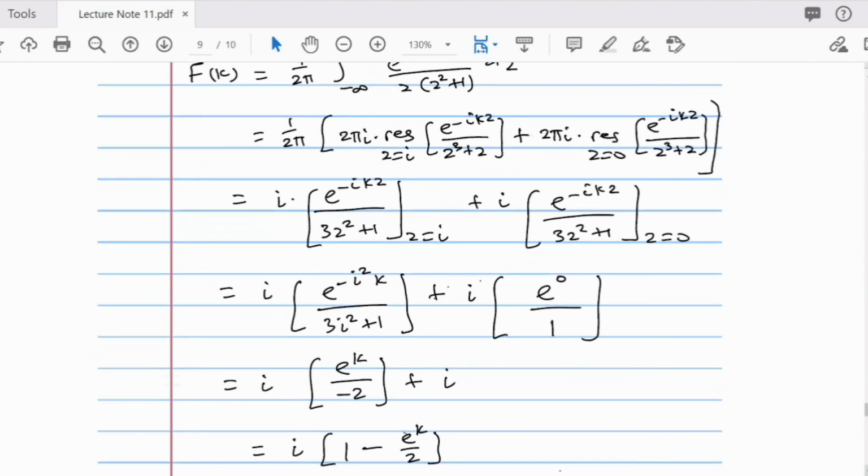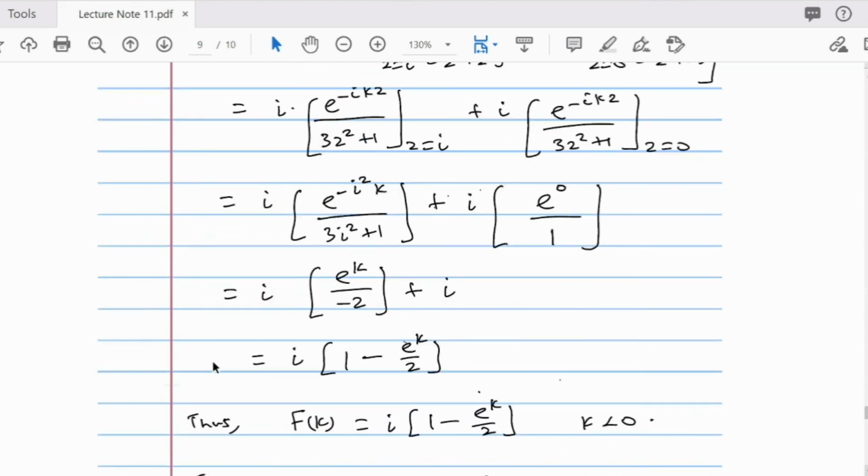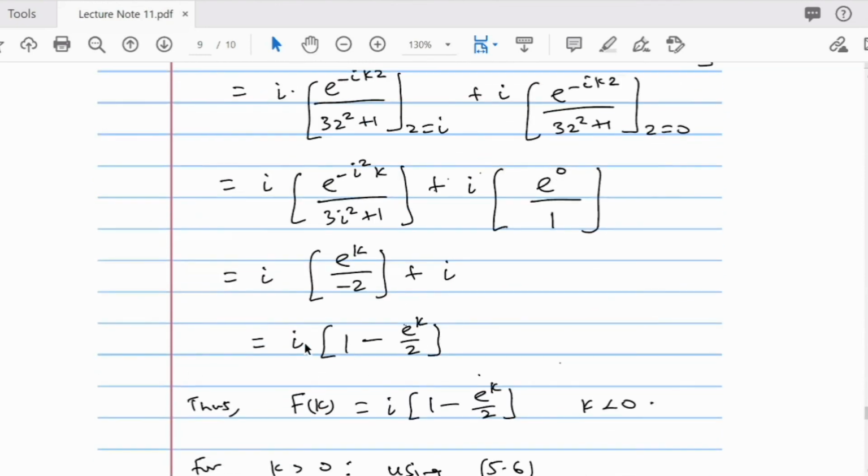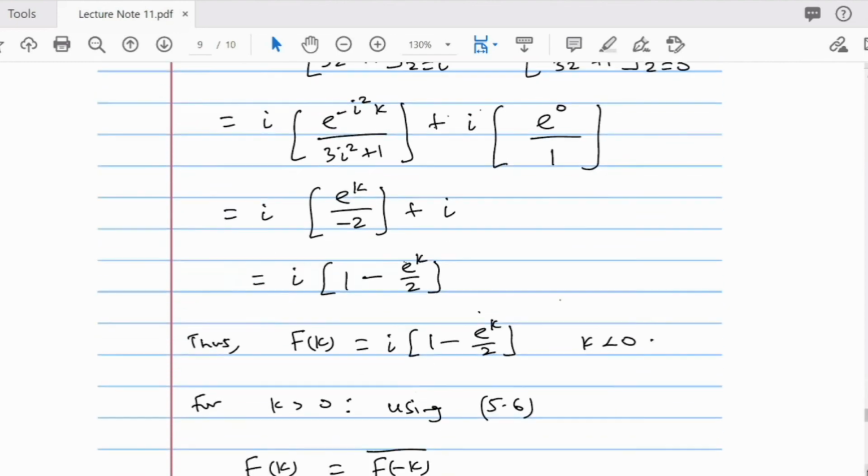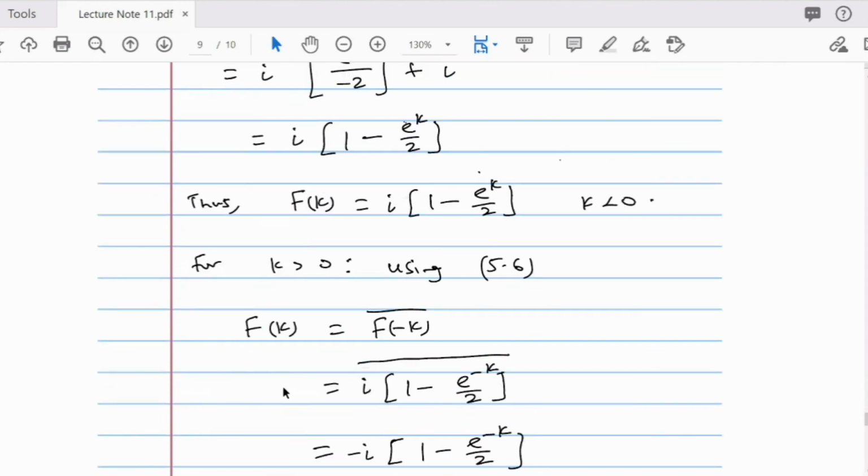So you get i into 1 minus i into 1 minus e to the power k over 2. This is for f of k. You need f of k for all k: k positive, k negative, k 0. So for k less than 0, this is f of k. For k greater than or equal to 0, what must you do? Always use 5.6. Don't forget 5.6. The step is just straightforward. Once you compute for k negative, for k positive or greater than or equal to 0, you just make use of this relationship, 5.6.